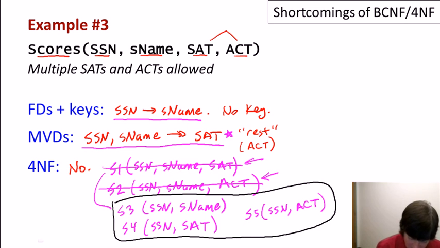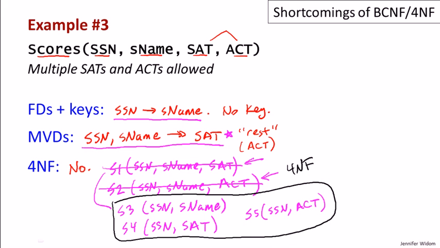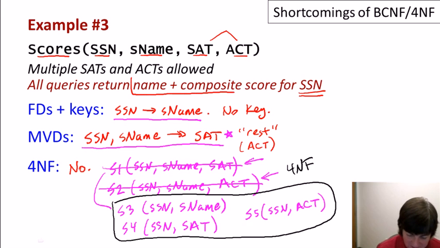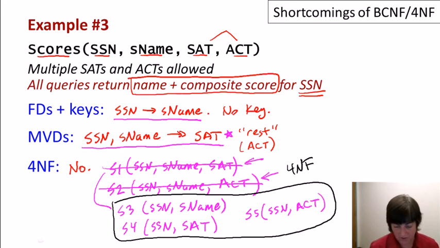And this schema is in fourth normal form, and that's good. We've separated out all the relevant facts, so actually it feels like a pretty good schema. But let's suppose now that all of the queries that we're going to run on these relations take a Social Security number, and what they return is the student's name and some composite score that's based on all of their SAT and ACT scores. And again, let's suppose every single query does that.